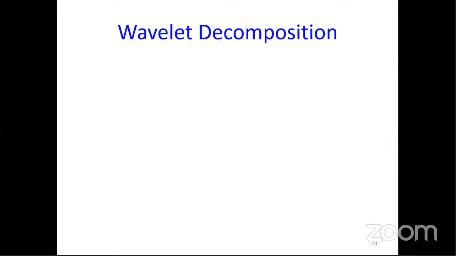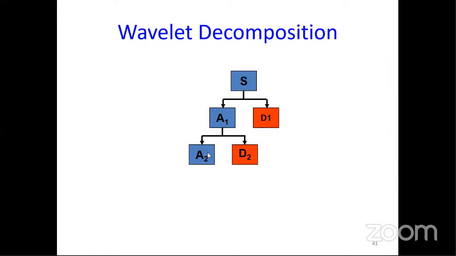Now, wavelet decomposition. What is basically wavelet decomposition? I will try to illustrate it by means of a very simple diagram. S stands for signal. You are doing decomposition into approximation and detail. Then the approximation, you split again into approximation and detail. And then this approximation, you decompose again. This we call the wavelet decomposition.